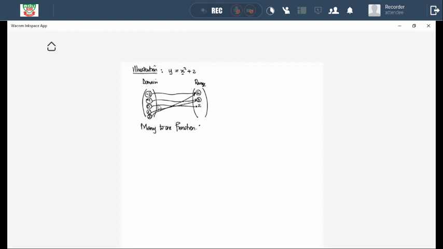A many to one function. We can define this. I can write it in full as: many elements of the domain are associated with one element of the range. Okay, that is a many to one function.